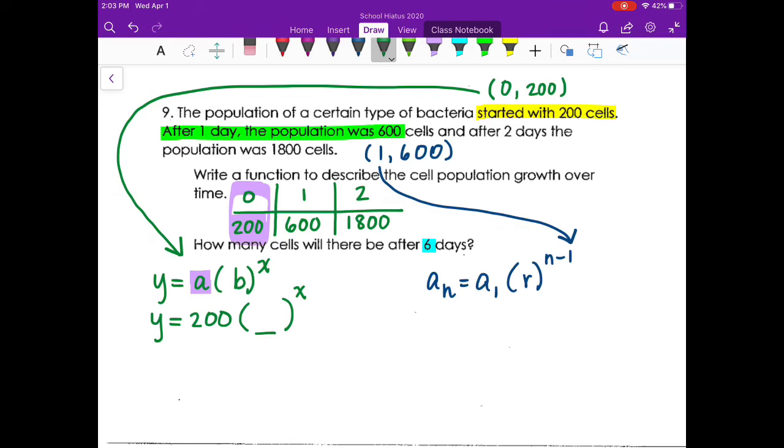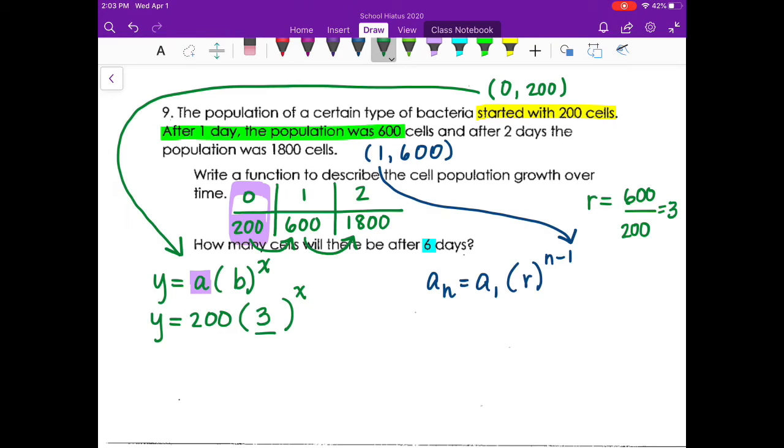Now where does b come from? b is our growth factor, our common ratio, the number that we multiply by when we move from term to term in the pattern. And so I'll take any term, in this case, I'll take 600 and divide it by its previous term, 200, and that gives us 3. So our common ratio, or our base, our growth factor, is 3.